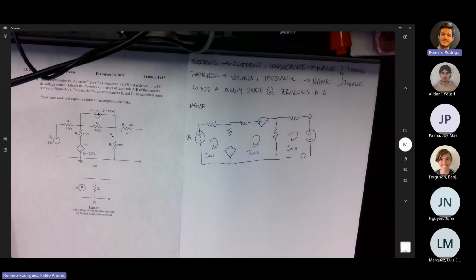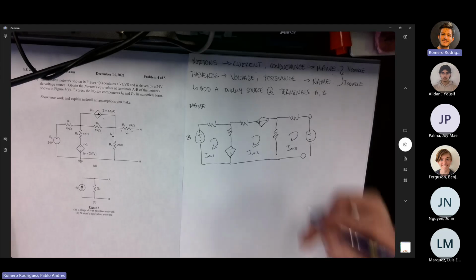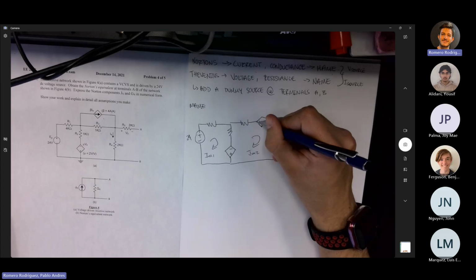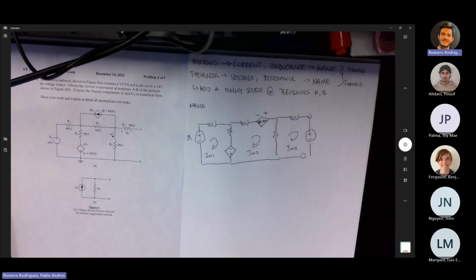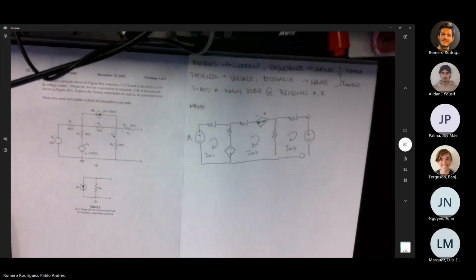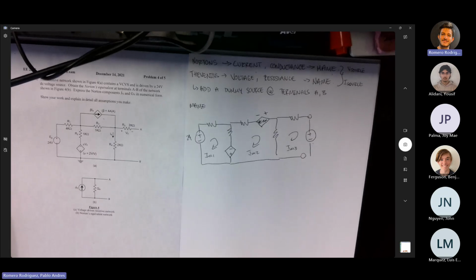Let me check that the polarity's right first. This polarity is the other way. It's minus plus. Maybe you could have just looked at the picture. Yep. Okay, I think everything's right.